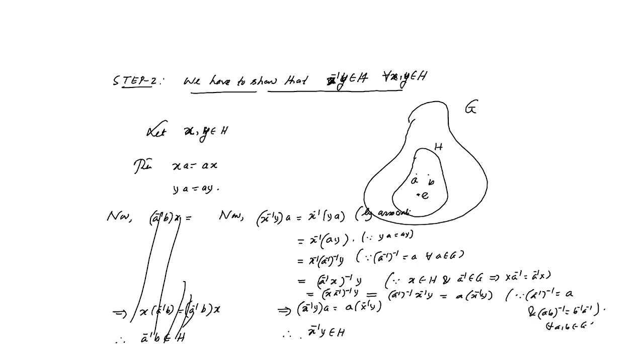So since X, Y are arbitrary, we can conclude X inverse Y belongs to H for all X, Y belonging to H. And hence we can conclude H is a subgroup of G, by step 1 and step 2. That we can conclude by steps 1 and 2. Okay.